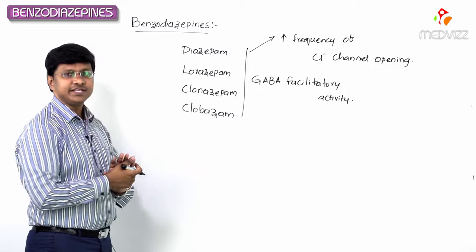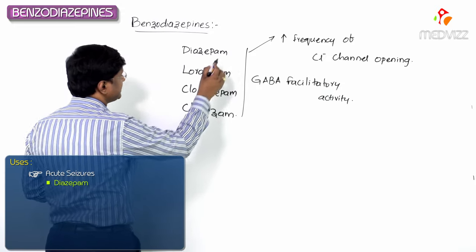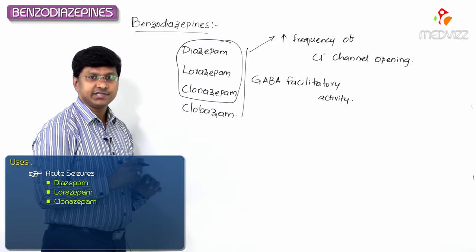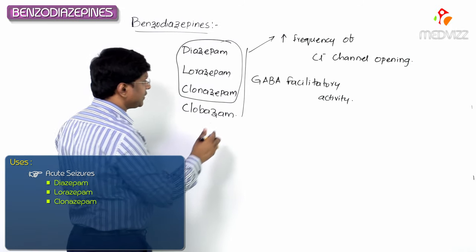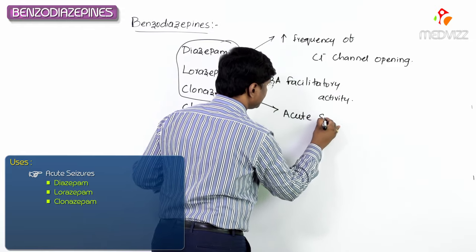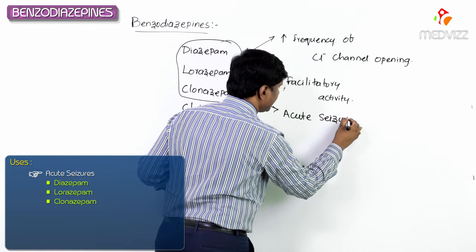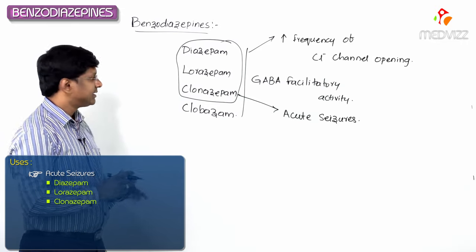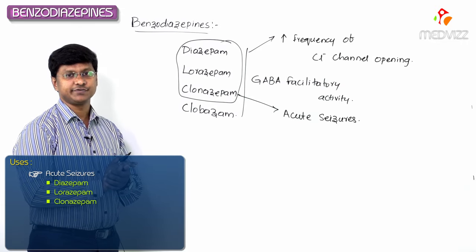Now, out of these drugs, diazepam, lorazepam, and clonazepam, these three drugs are useful in the management of acute seizures. And there are some important multiple choice questions here.